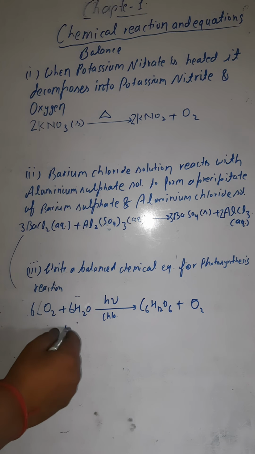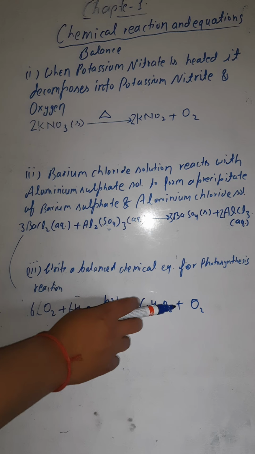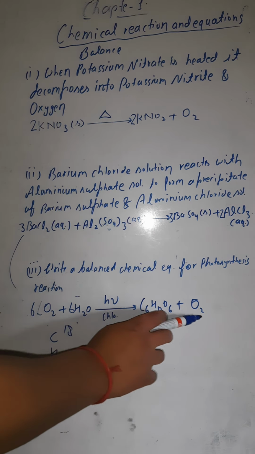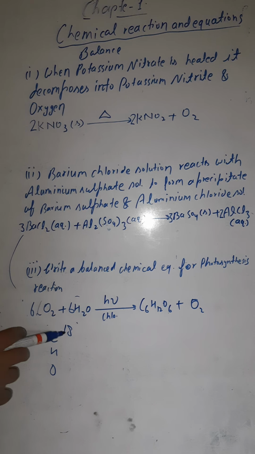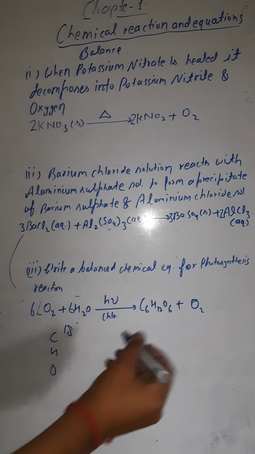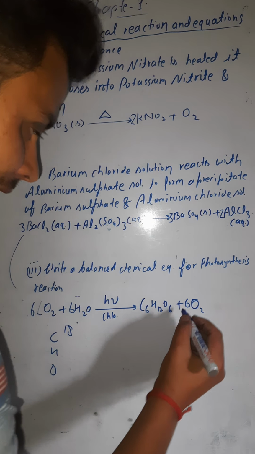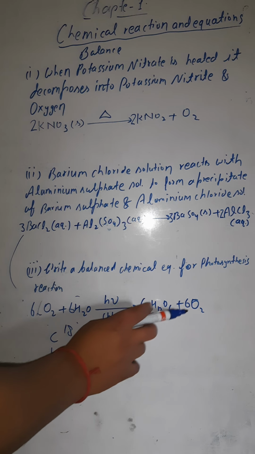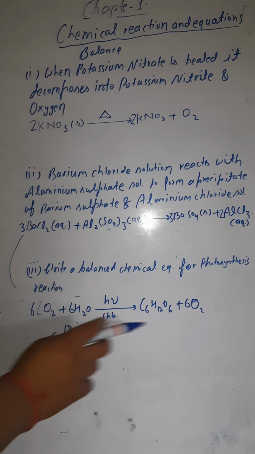Okay, now let's check the product one. 6 here and 2 here, 8 atoms only. So we need 18. So what to do? We would multiply here by 6. If you multiply here by 6, 6 times 2 is 12 oxygen and 6 here. So 18 oxygen here also, here also.